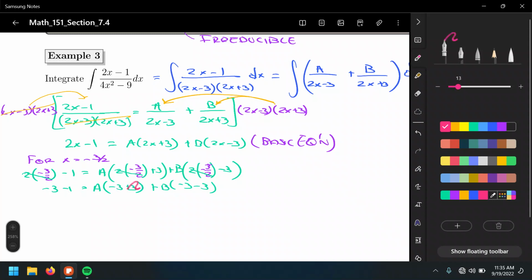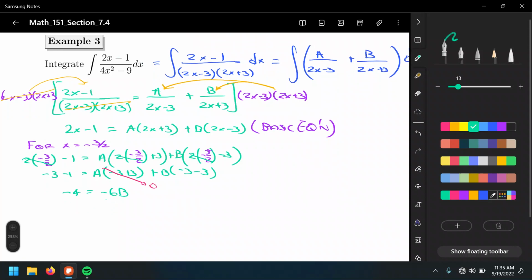Negative 3 plus 3, isn't that going to be 0? Which actually zeroes out the first term, leaving us with negative 3 minus 1, isn't that a negative 4? And b times negative 6, or negative 6b. Then from here, just divide both sides by negative 6. b equals 2/3. So that's the first constant. That's constant number 1. We just figured that out.